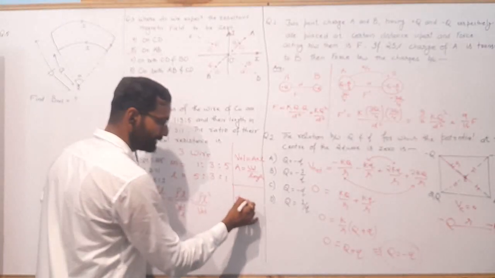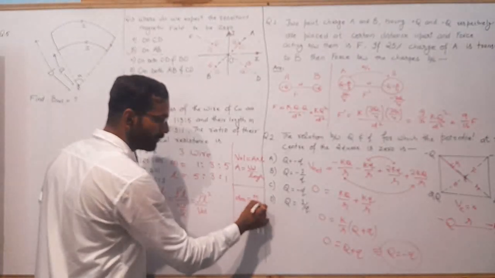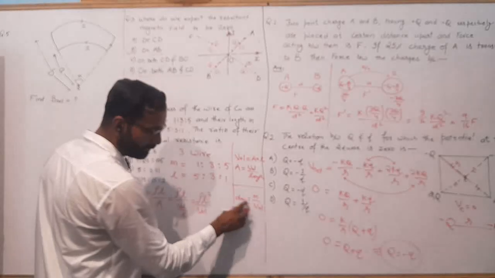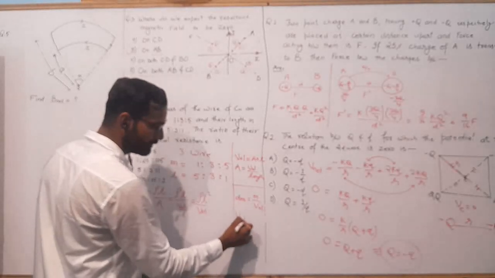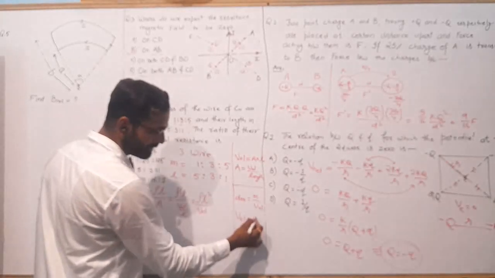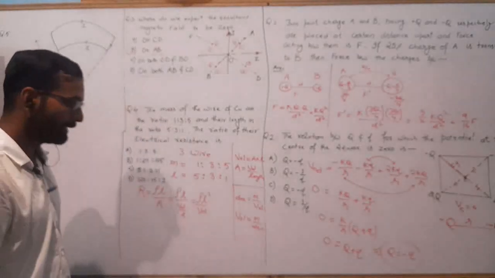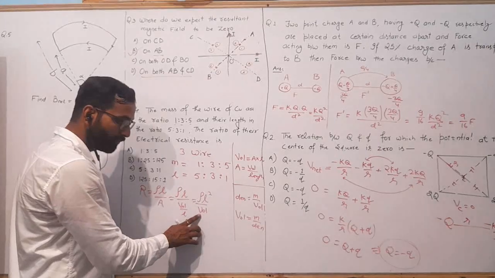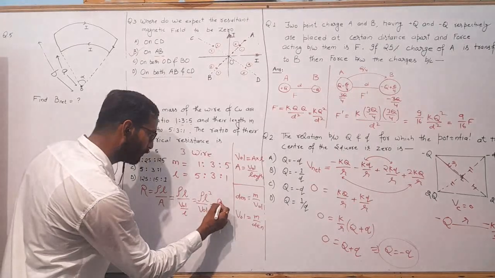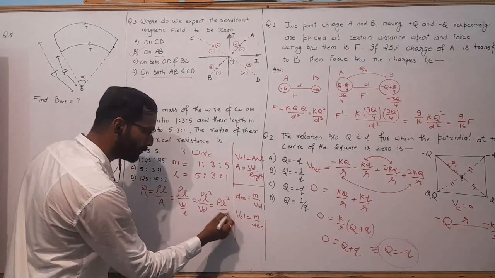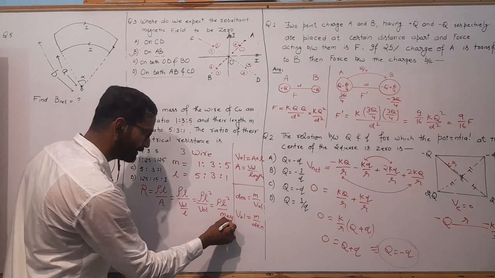Density equals mass upon volume. So volume equals mass upon density, which gives the new form of this formula. Now we put the value of volume: rho L square upon (mass upon density).